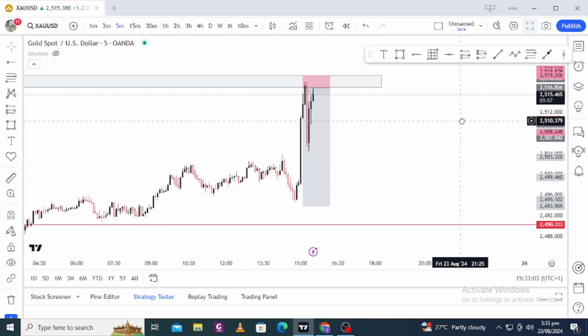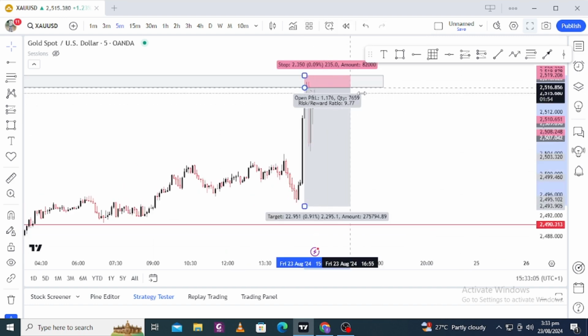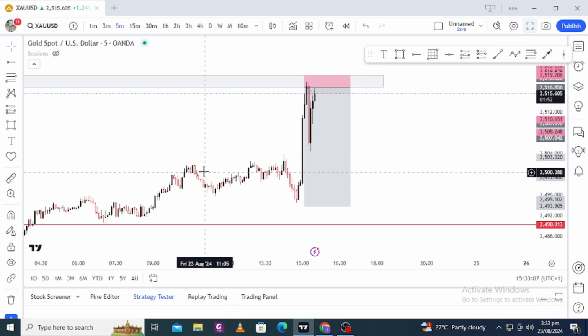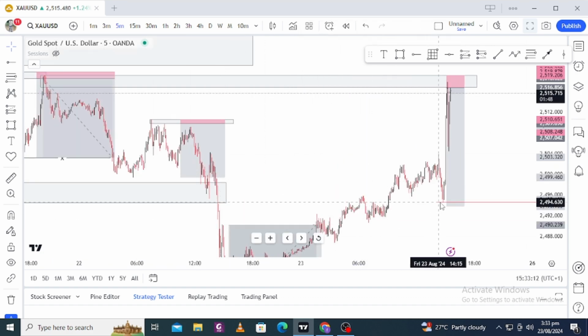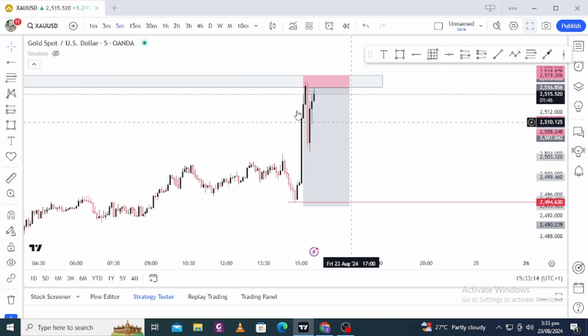Can you see right here? Price come all the way back to my entry. I want to leave the market around there. Let me delete this. Okay, I want to leave the market around there. So you can see the price come all the way back to this particular entry.